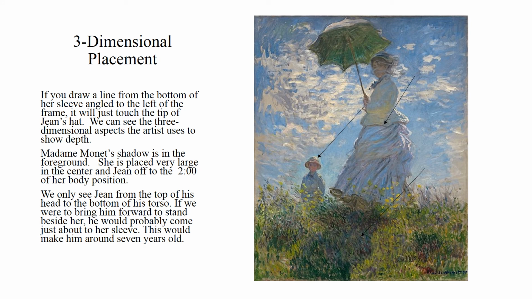Three-dimensional placement. If you draw a line from the bottom of her sleeve, angled to the left of the frame, it will just touch the tip of Jean's hat. We can see the three-dimensional aspects the artist uses to show depth. Madame Monet's shadow is in the foreground. She is placed very large in the center, and Jean off to the 2 o'clock of her body position. We only see Jean from the top of his head to the bottom of his torso. If we were to bring him forward to stand beside her, he would probably come just about to her sleeve. This would make him around 7 years old.